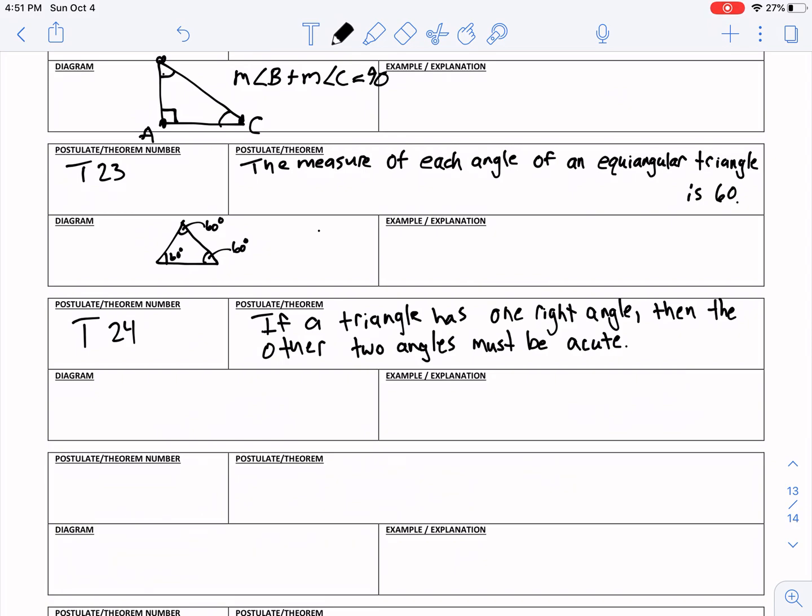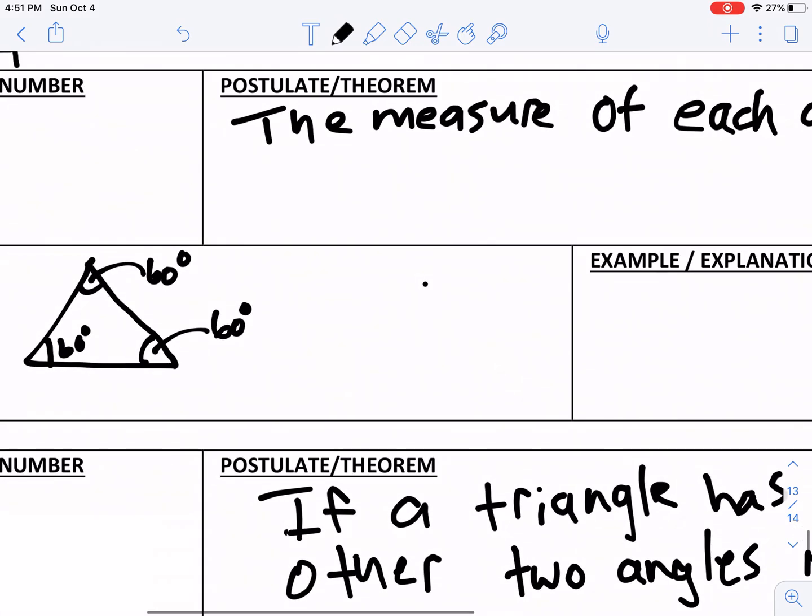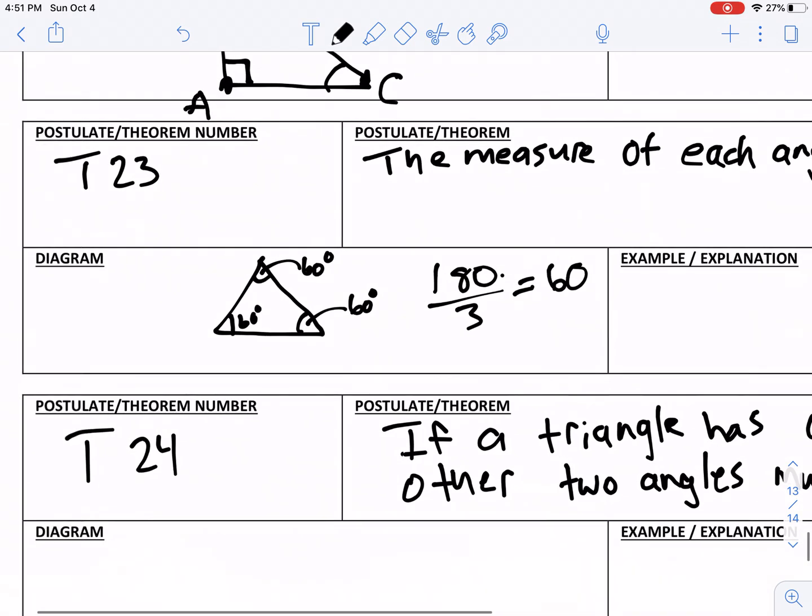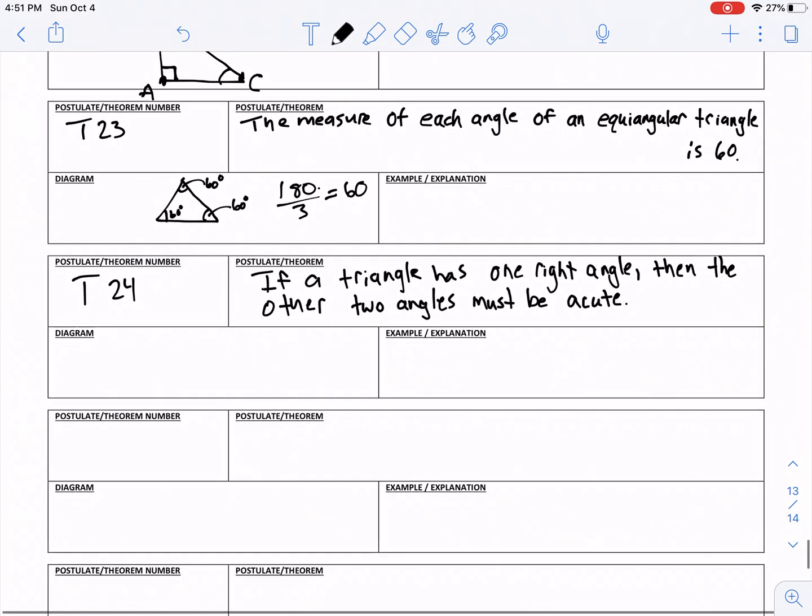Well, how do we know that? Well, if every single angle adds up to be 180 and each angle is the same, how many angles are we dealing with? 3, right? Well, if they're all the same, can't I just take 180 divided by 3? Yeah, because each one has the same measure, right? So if I divide that out, I get 60. So when I have an equiangular triangle, each angle has to be 60 degrees because 60 plus 60 plus 60 is 180. Okay? Last theorem here, T24.